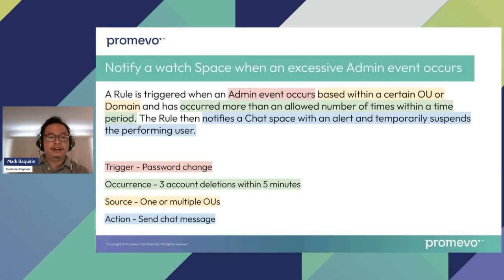All right, so we're on our second example, we're going to notify a watch space when an excessive admin event occurs. So this is really cool. You can create a watch space and then send a notification to it. As the breakdown, a rule is triggered when an admin event occurs based within a certain OU or domain and has occurred more than the allowed number of times within a time period. The rule then notifies the chat space with an alert and temporarily suspends the performing user. So we're going to go through that exercise.